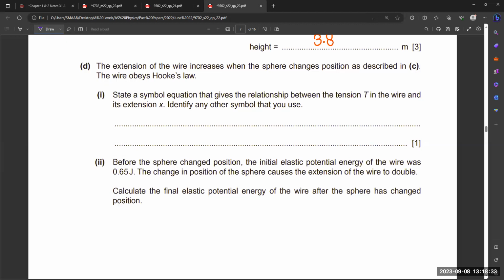Which equation do we have to write in this answer? You remember the formula for Hooke's law, F equals minus kx. Yes, it's F equals kx, right? So where k is the constant. So we write T equals kx, because they are asking with the reference of T, and we explain that k is the spring constant. T is equal to F, because in the question they are asking about tension, and we know that tension is also a force. So that's why T equals kx, right? Okay.